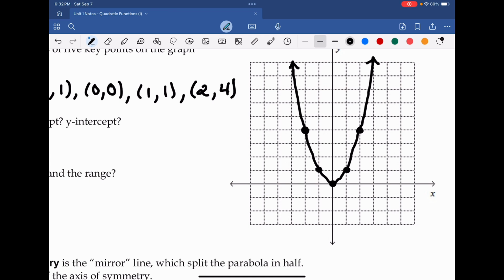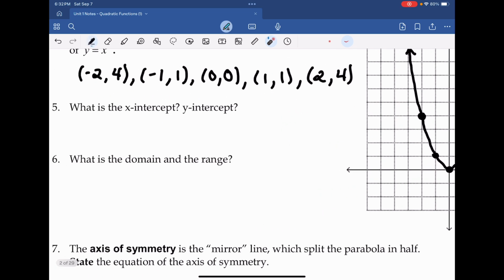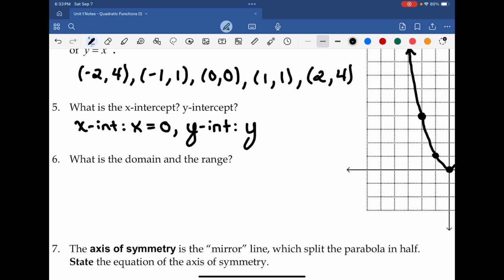From here, this is going to help us establish not only the domain and range, but what the x and y intercepts are. My x and y intercepts are right here. If it crosses the x-axis here, this is where y equals 0. When we look at the y-intercept, where it crosses the y-axis, it's also at 0. So for the x and y-intercepts, it's actually the same value. The x-intercept is where y is equal to 0, and the y-intercept is where x is equal to 0.